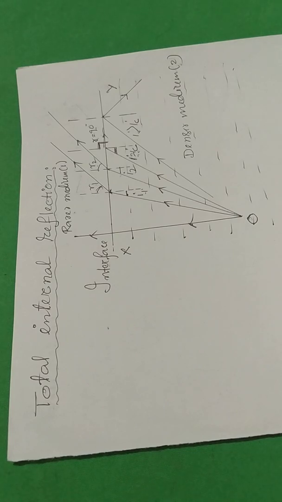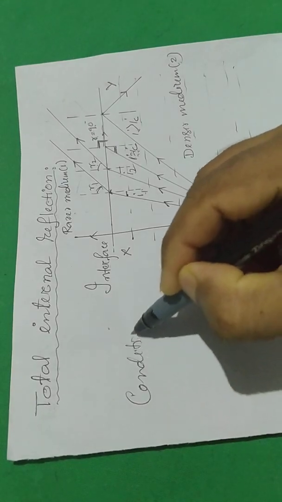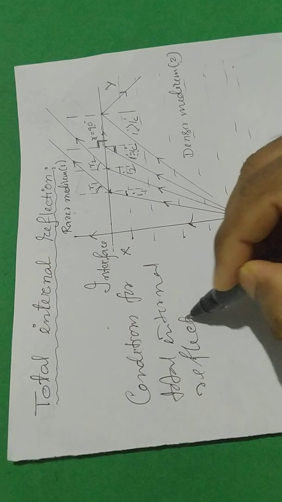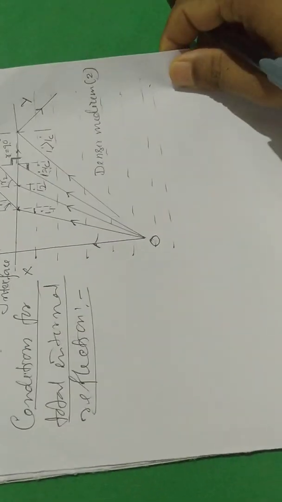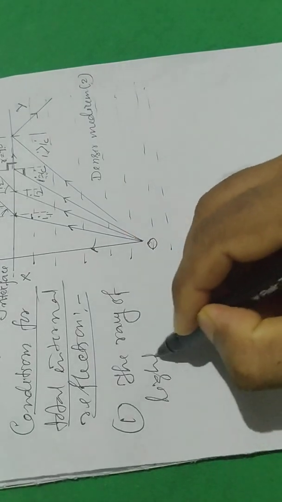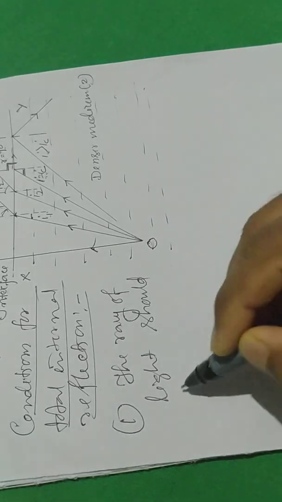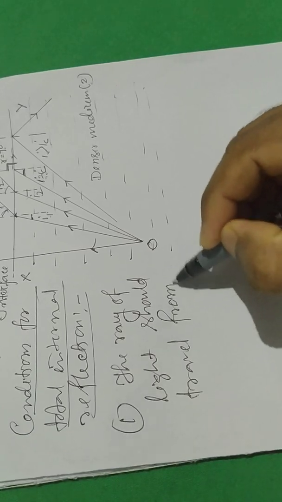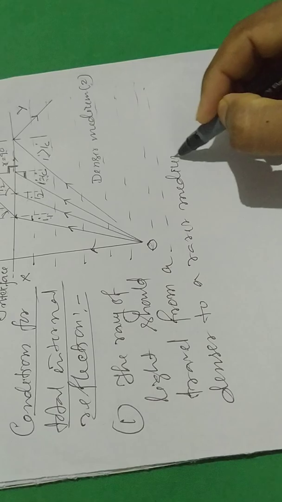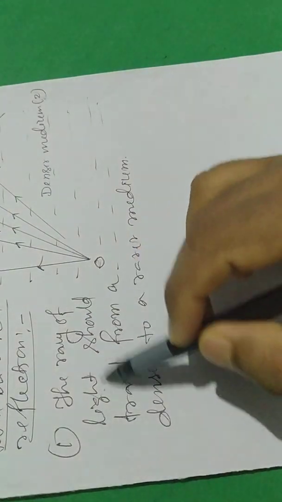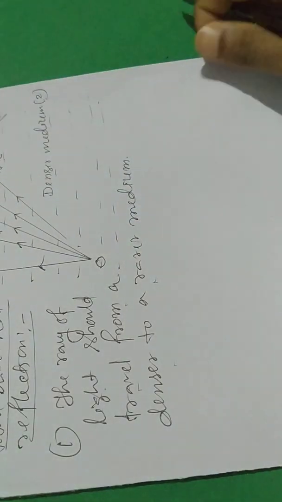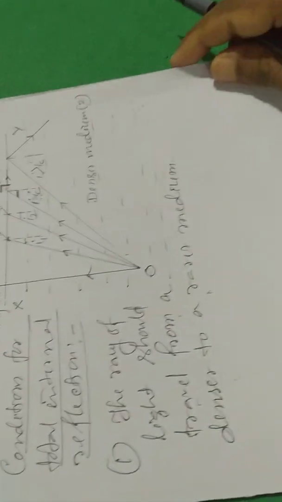There are two conditions for total internal reflection. Number one, the ray of light should travel from a denser to a rarer medium. Number one, the ray of light should travel from a denser to a rarer medium. So total internal reflection takes place if a ray of light travels from a denser medium to a rarer medium.